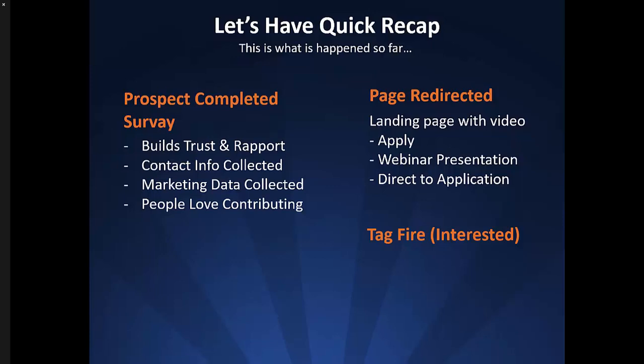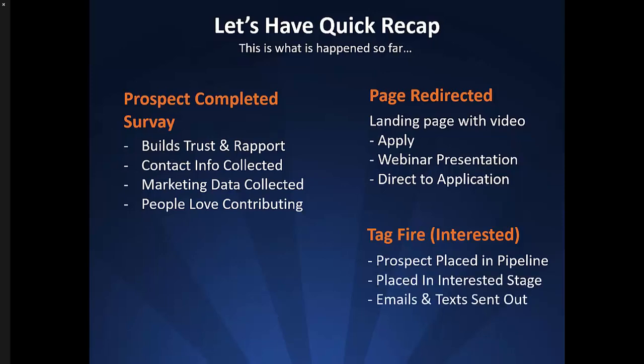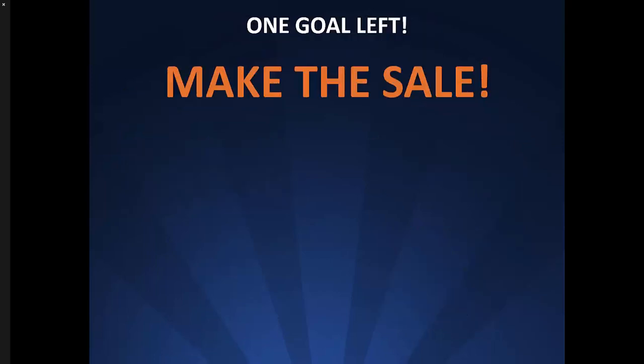Because the tag gets fired off. We know that they are interested, so we place them in the pipeline. They're placed in that interested stage. Emails and texts are sent out. Maybe we have an auto task at this point. Maybe we assign it to the sales team member. Completely up to you. So the only goal left is to make that sale.